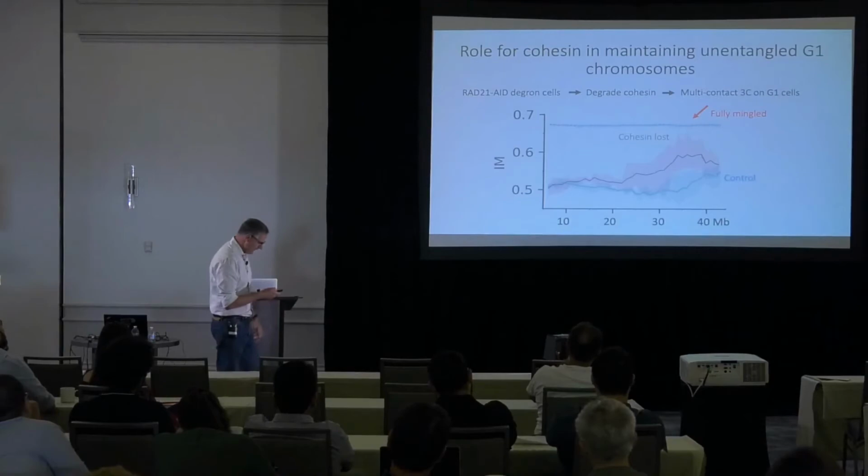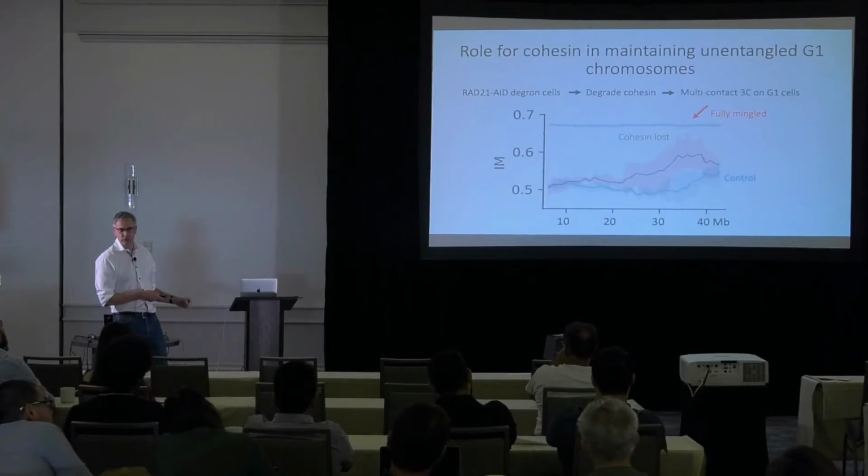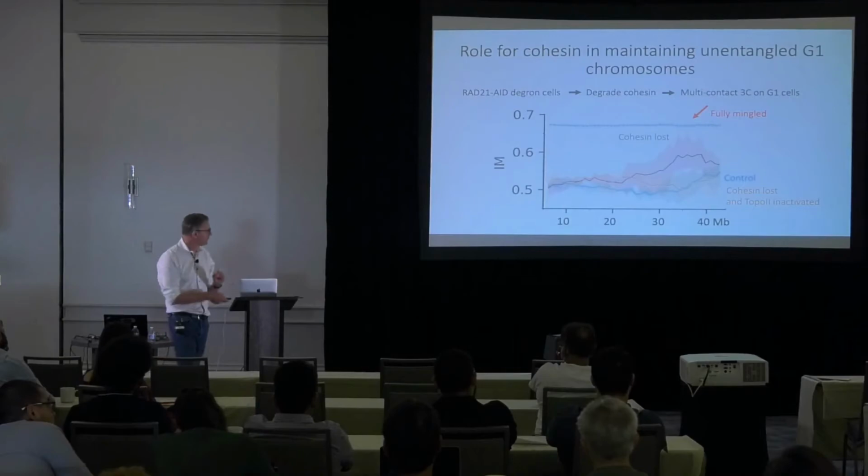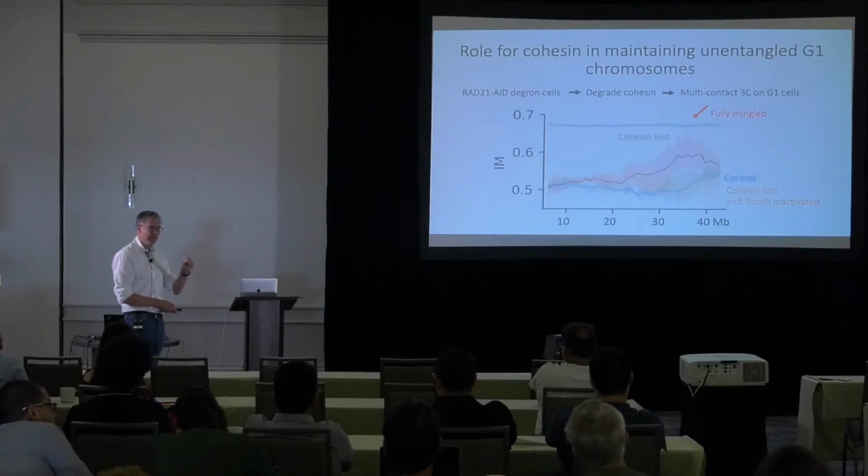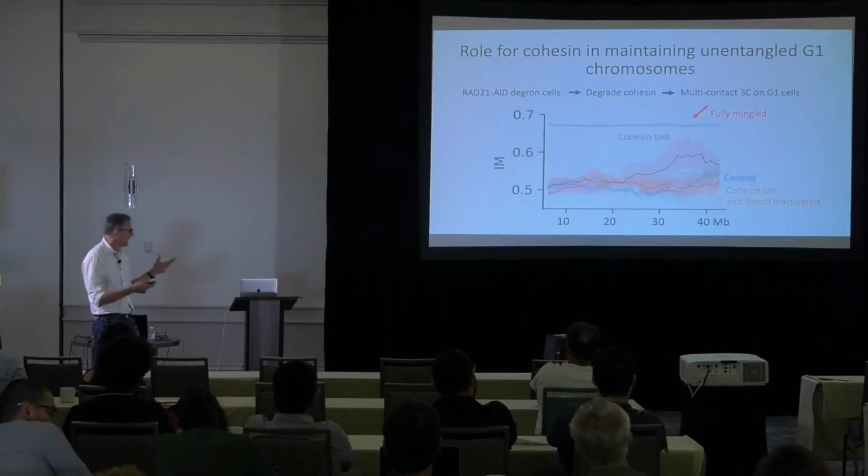Well, if this is a topological catenation, this should not happen if I block topo 2. And indeed, it doesn't happen when we remove cohesin while also blocking topo 2. Then there's no mingling. This increase in mingling is a topoisomerase-dependent process. Now, when I add only topo 2 inhibitors, nothing happens, of course. You can't change the topological state without topo 2.